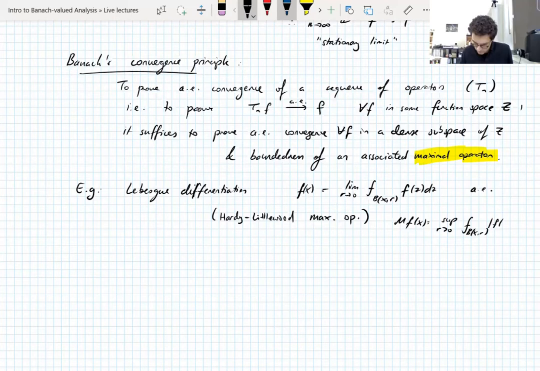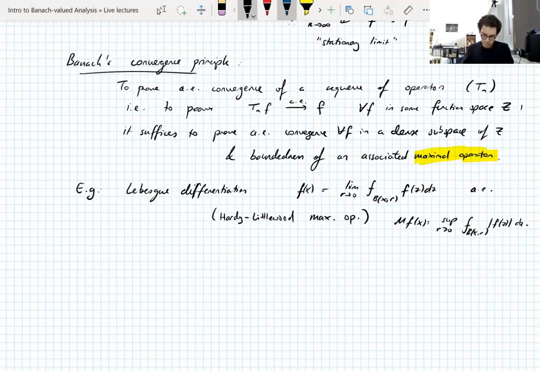So the maximal theorem says that this maximal operator is bounded on LP for all P greater than one, and it has a weak L1 estimate. And that's enough to give you, by the Banach convergence principle, the Lebesgue differentiation theorem. Because you have the nice result in the dense subspace and you have the boundedness of the maximal operator that lets you take that to the whole space.